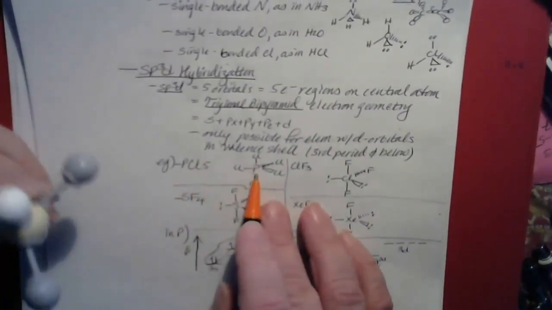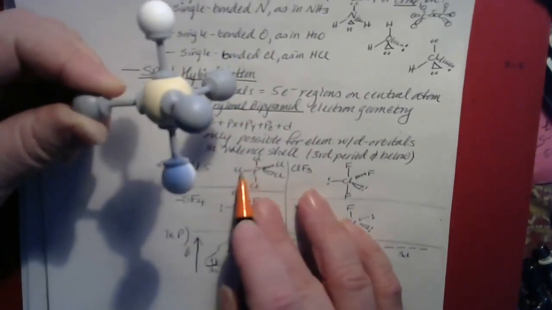Okay, some examples would be PCl5. And I've done my best to draw a molecule in the trigonal bipyramid arrangement. Essentially what we've got here is the yellow atom is phosphorus, and the gray and white atoms are chlorines. And so that would be PCl5. But also some of these electron regions could be lone pairs. So SF4, sulfur tetrafluoride, also has this kind of arrangement.